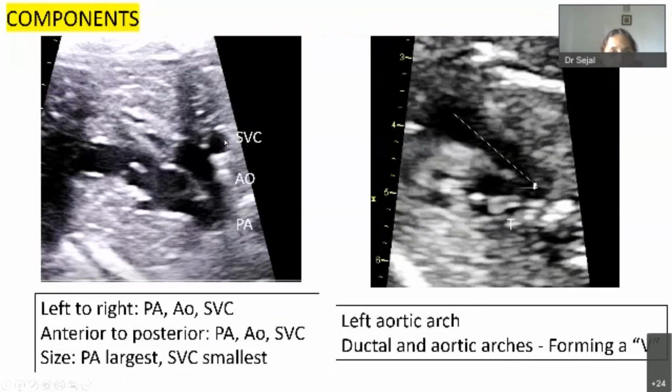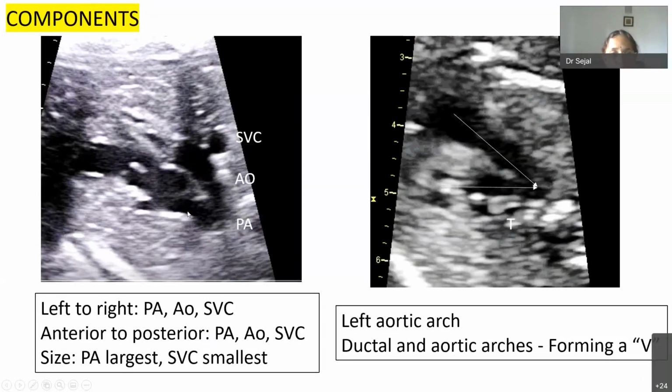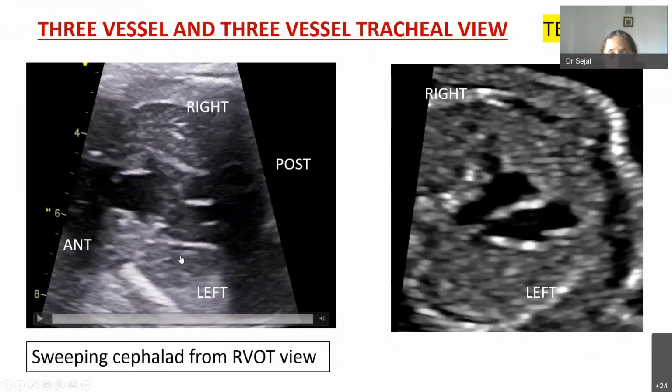Here, you can see SVC, aorta, and PA. They have to be from left to right. PA is left, SVC is right. PA is anterior, SVC is posterior. In terms of size, I have the PA the biggest, SVC the smallest. And if I put a color Doppler, my flow in these two vessels is going to be in the same direction normally. This is very important. Three things in the three-vessel view: the relationship of great vessels, the size, and the flow. The next important thing is the arches. Now, I will go back to this view for you to understand.